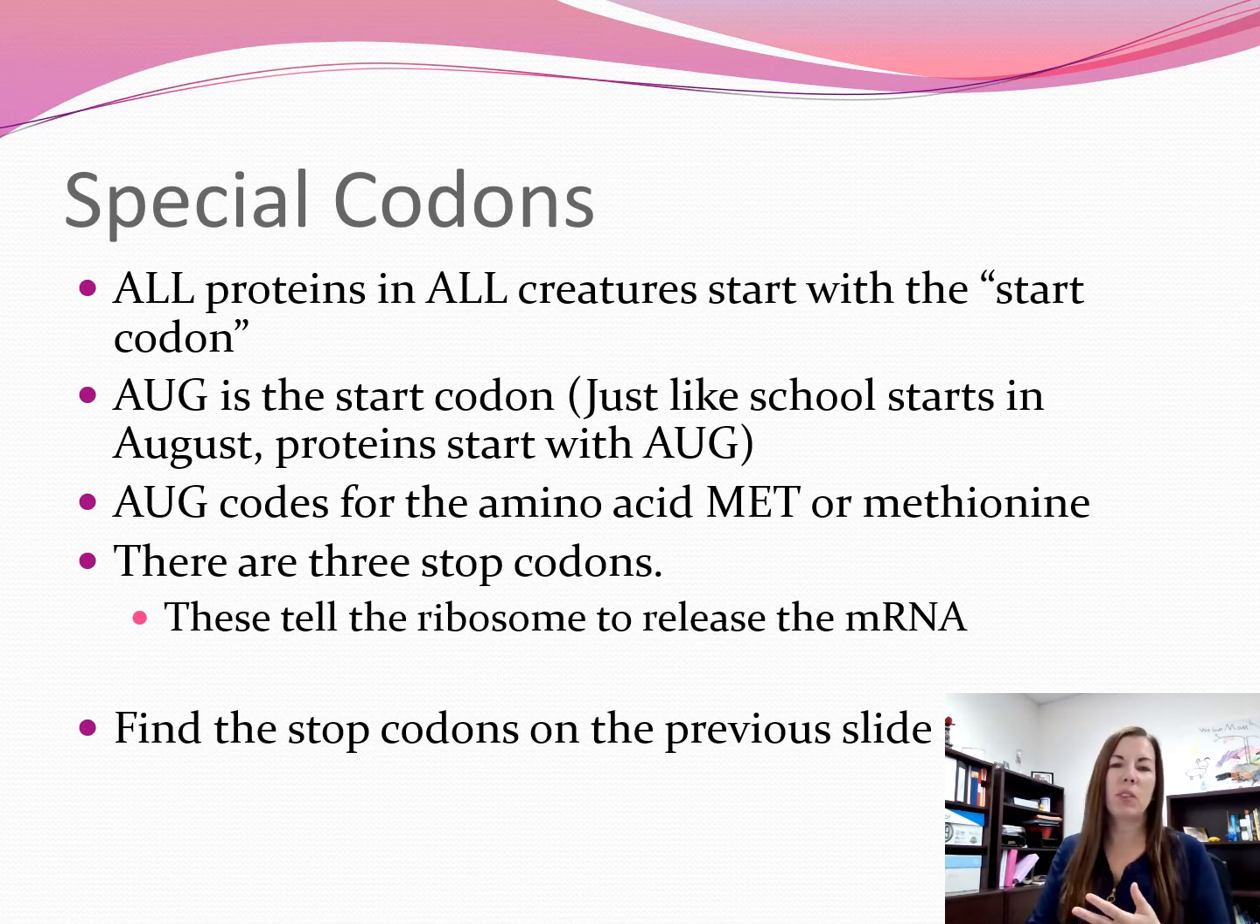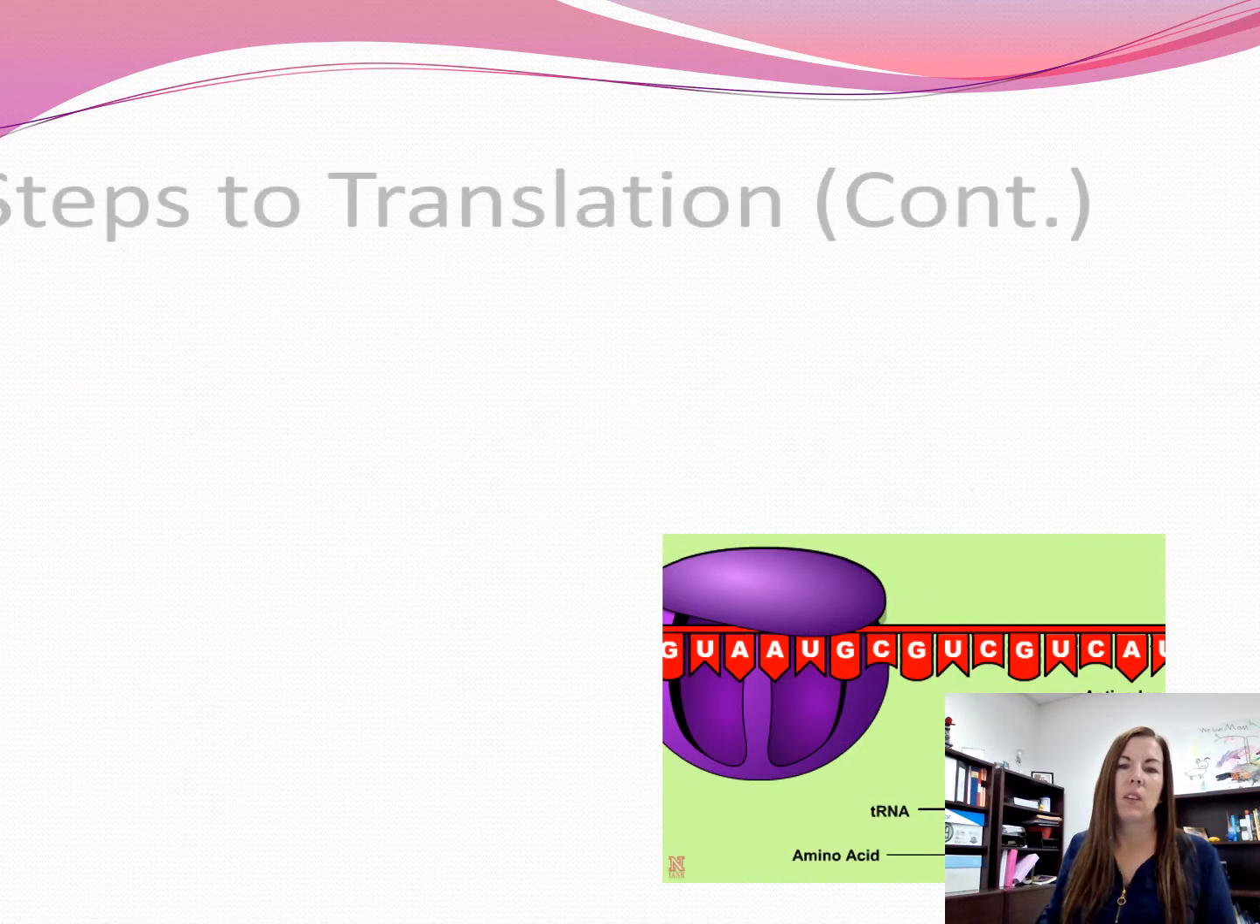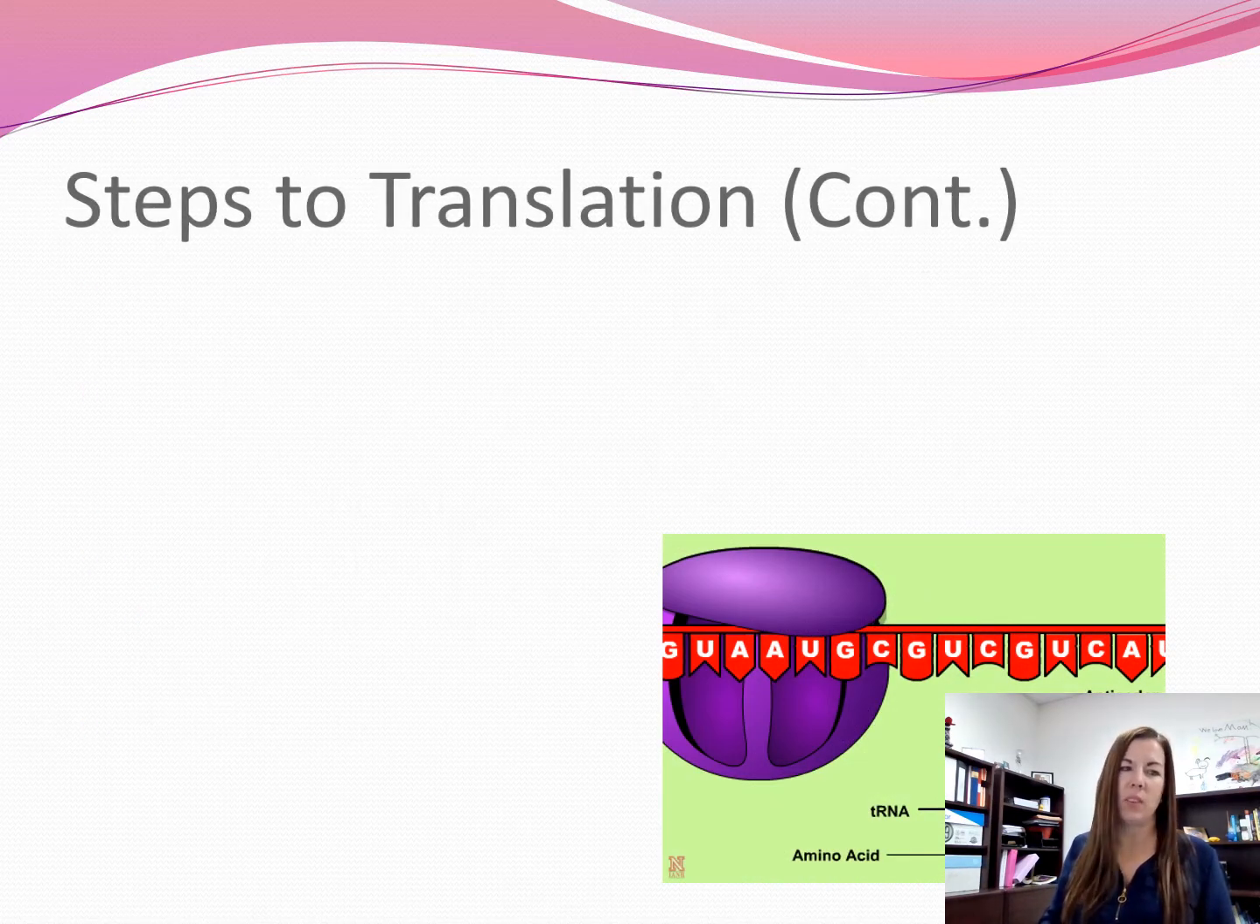So we have some special codons, like the AUG codon is a start codon. I always say, just like school starts in August, proteins start with AUG. And so AUG actually codes for the amino acid methionine. And there are also 3 stop codons. Those stop codons actually tell the ribosome to release the mRNA. So if we go forward, we'll find those stop codons.